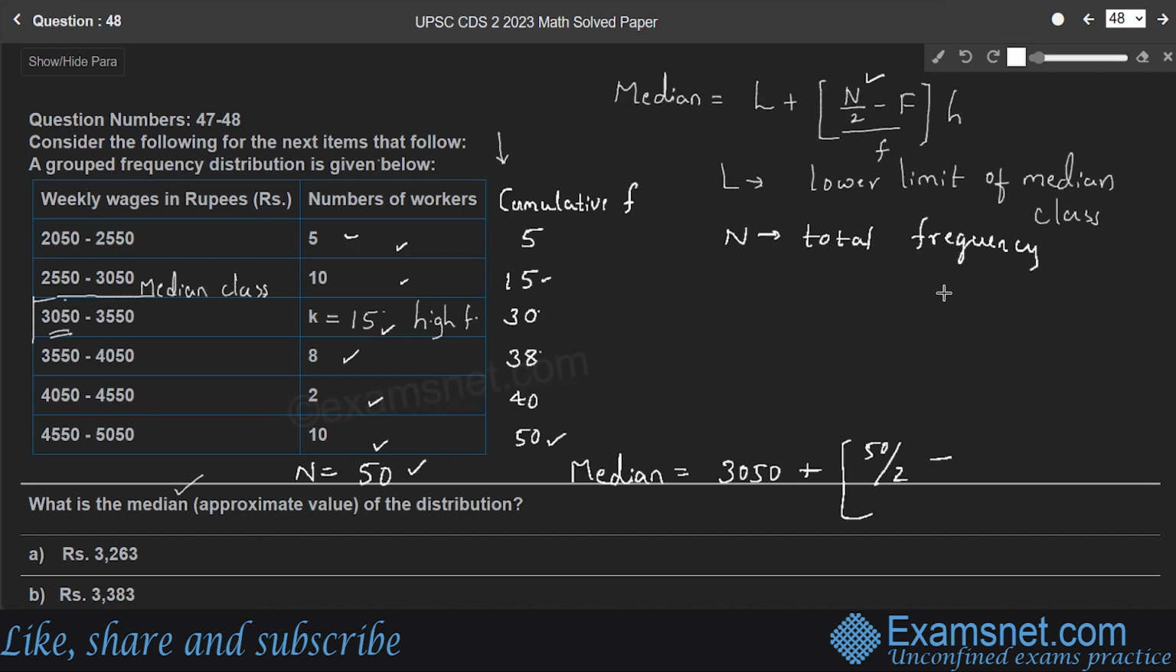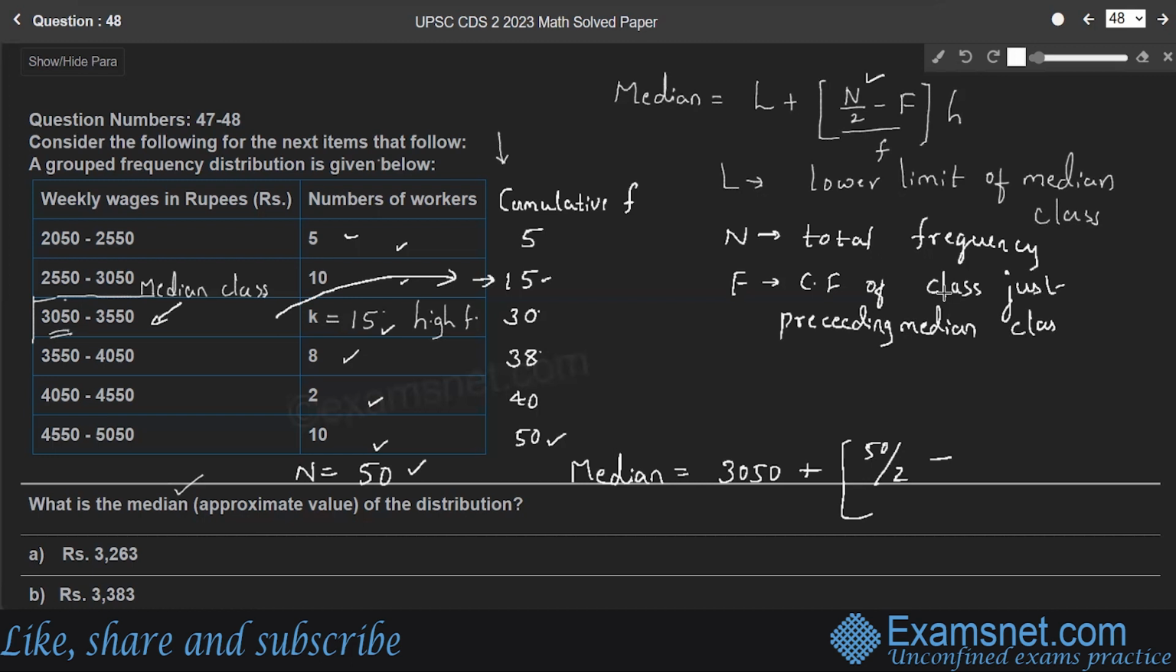So capital F is nothing but the cumulative frequency of the class just preceding the median class. Preceding the median class means previous to the median class. This is the median class. Its previous class is 2550 to 3050. Its corresponding cumulative frequency is 15. Cumulative frequency of the class just preceding the median class.